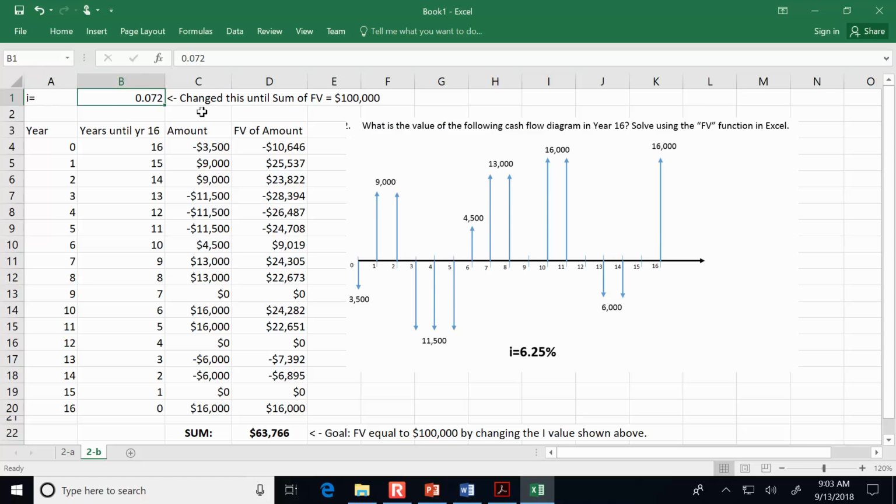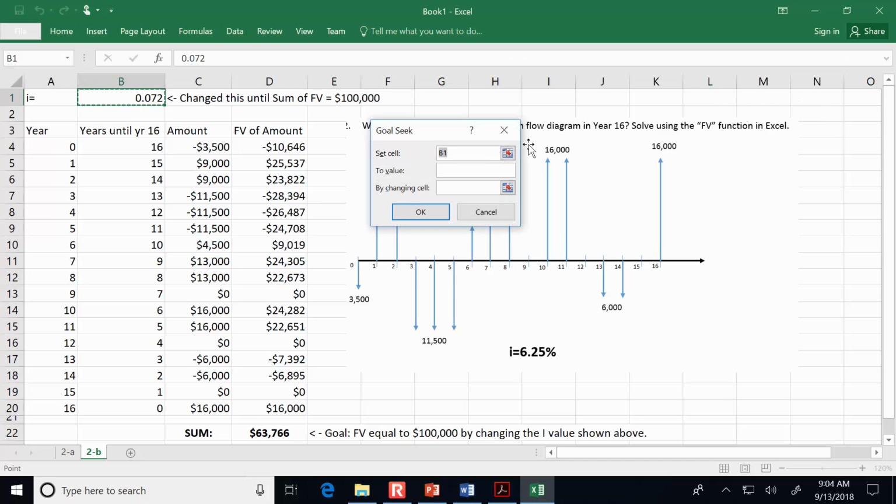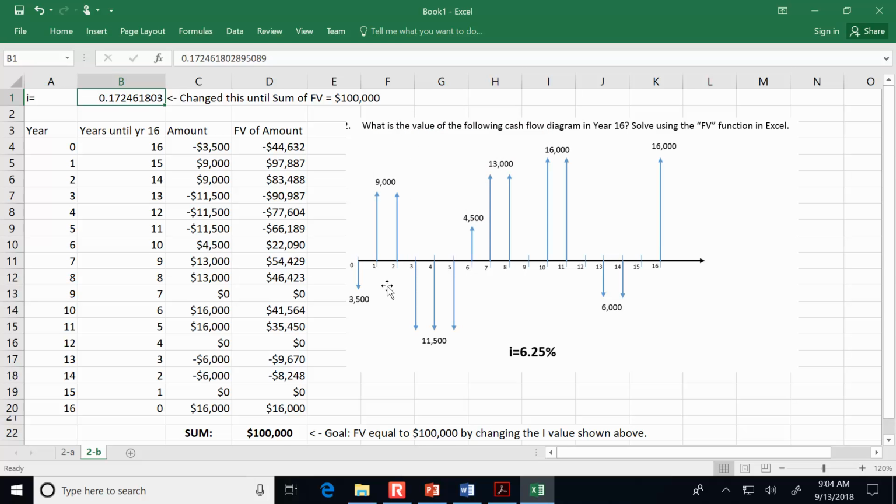Oh no, wait, hold on a minute. What happened? Oh, I must have canceled it. Data, What-If Analysis, Goal Seek. All right, set the sum equal to 100,000 by changing the interest rate. Okay. All right, 17.24. Yeah. So now our sum is 100,000.